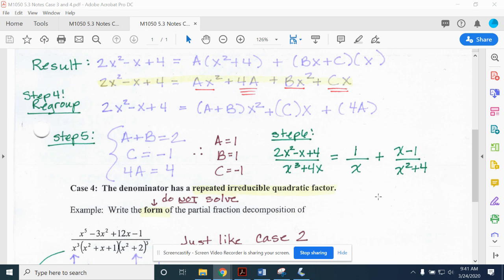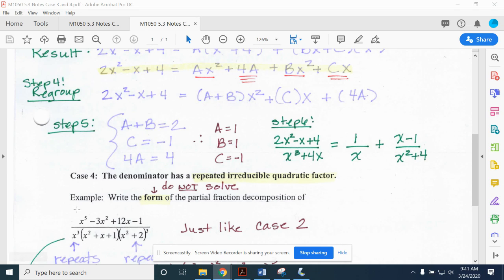Now down in case 4, if the question states to write the form of the partial fraction decomposition, then we're not solving like we did over here and going to step 6. We're just getting through step 2 and 3, so just factoring it into its pieces. Do not solve these. This is a repeated irreducible quadratic.